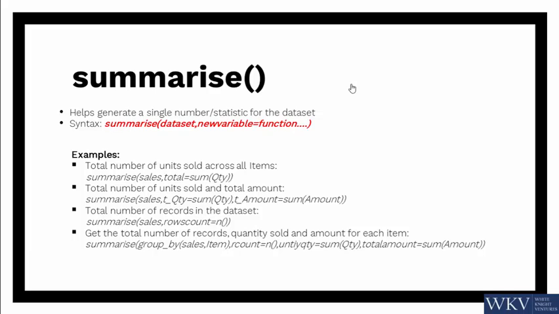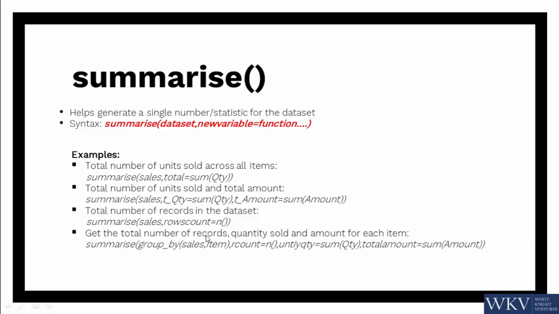Now this is where grouping comes in. You have to first group the data set on the basis of item and then summarize this grouped data set to find out the total number of records for each item, total quantity sold for each item and total amount generated for each item. So I write summarize. Within summarize, I will first group the data set on the basis of item. So again, we are nesting two functions, summarize and group by, where group by will be performed first. The output of group by will be used as an input for summarize.